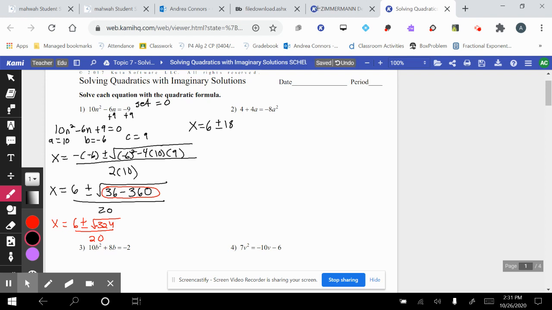But because you have the square root of a negative, this is the square root of 324 times the square root of negative 1, which we learned is i, all over 20. You cannot combine unlike terms, but you can simplify this fraction. We can divide everything by 2, and you're going to get x equals 3 plus or minus 9i all over 10. And that would be an example about solving a quadratic with imaginary solutions.